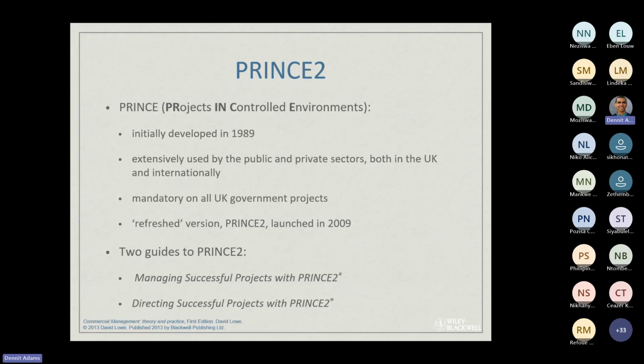So there's two guides within PRINCE. It's a document. It's a massive document, so I'm not going to go through everything. It's like an ISO of project management, right? So there's managing successful projects with PRINCE and then directing successful projects. So you can look at them in two ways. One lot of guidance is for managers, and then the next is for directors.